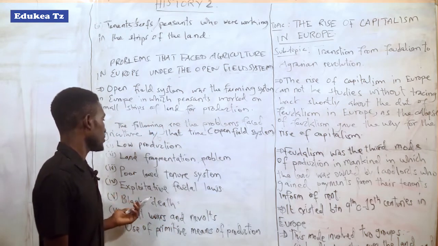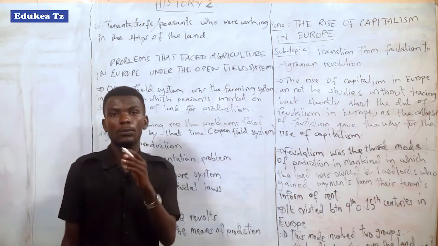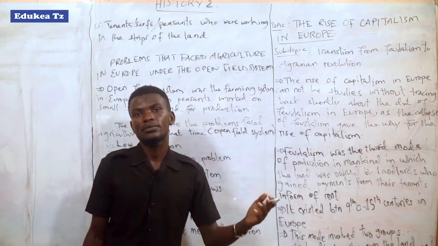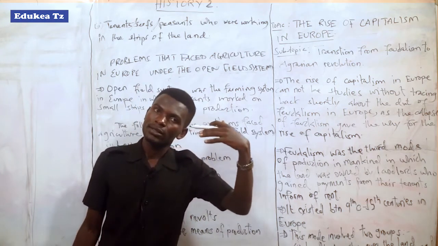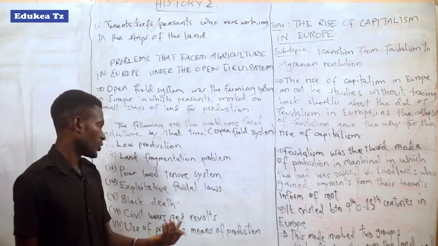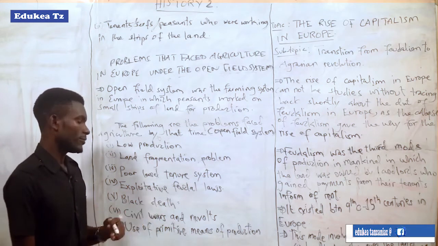This led to the limited products to satisfy the number of people during that system. So the system became suffering from that problem, and then it collapsed. The fifth one was Black Death.